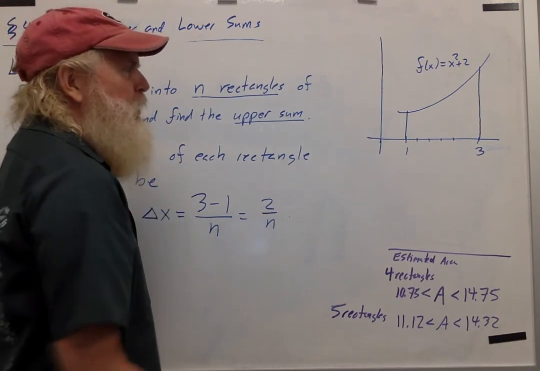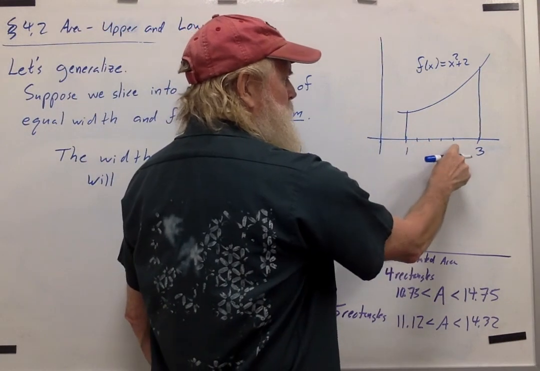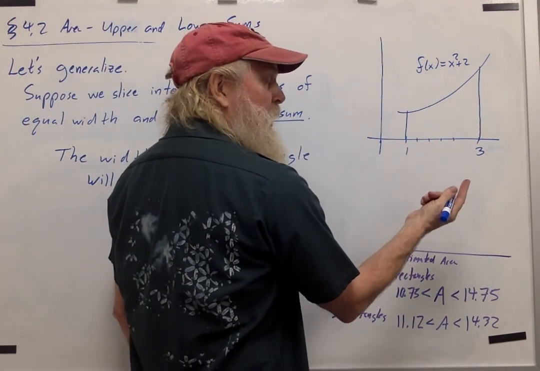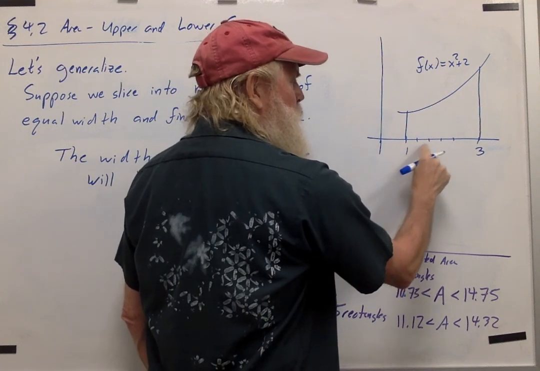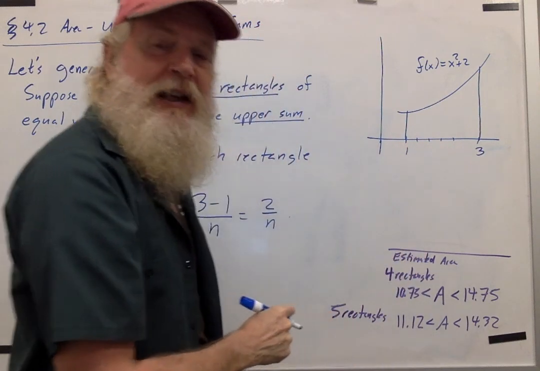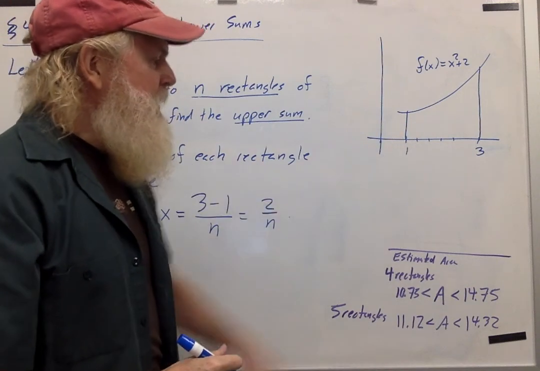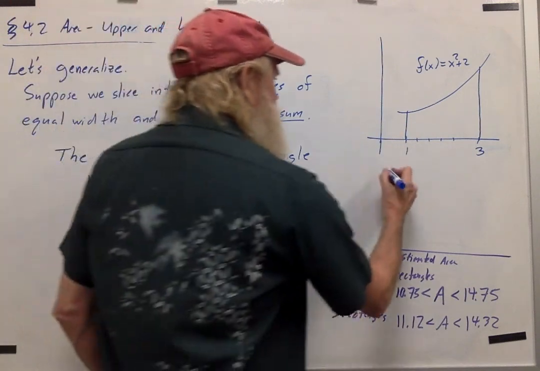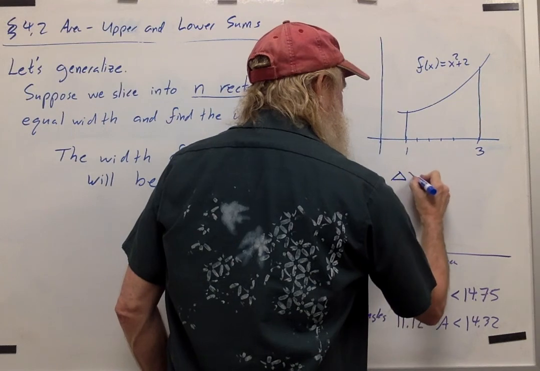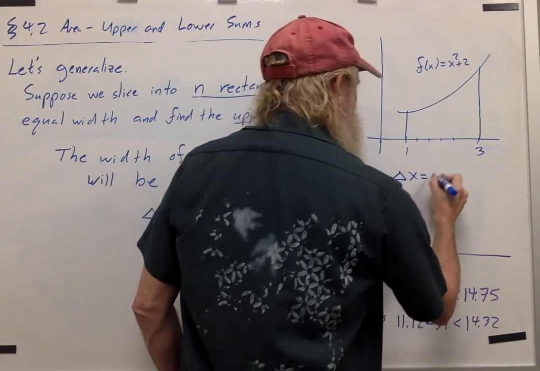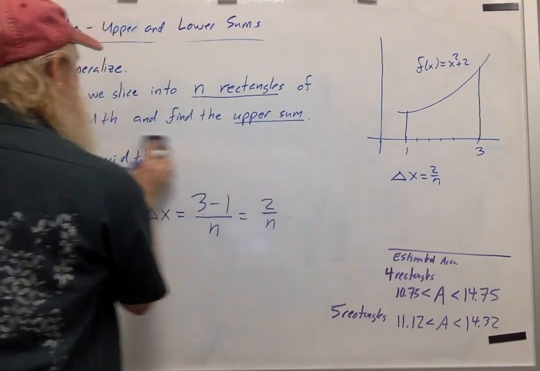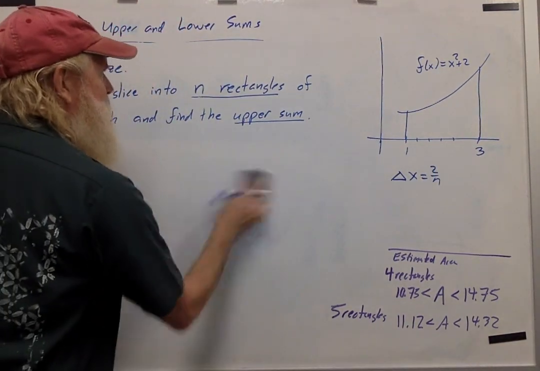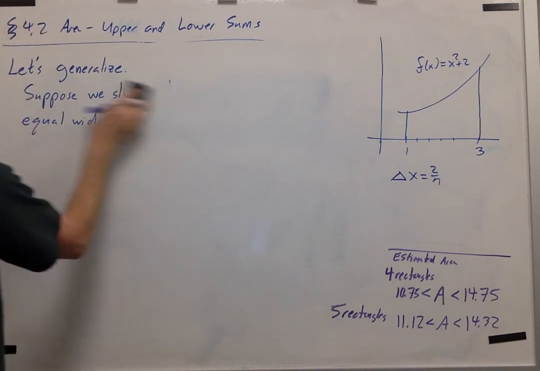The next thing I want to do is to figure out what these endpoints are. For example, when we did 5 rectangles, we had 1, 1.4, 1.8, and so forth. I want a formula for what the endpoints will be. So let me make a little recording here that delta x is equal to 2 over n. And then let me erase over here a little bit.